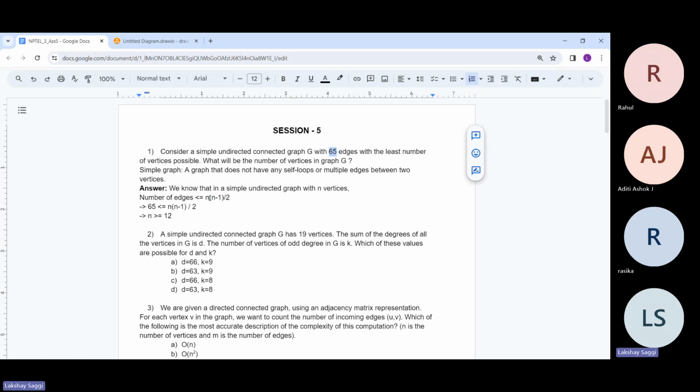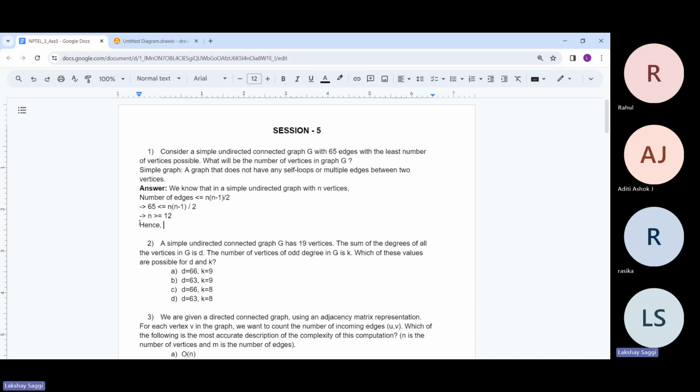So with 12 vertices, we can make 65 edges. But with 11 vertices, this quantity will be equal to 55. So with 55 pairs, we cannot make 65 edges. That's why n greater than or equal to 12 is the correct answer. And since we wanted the least number of vertices, n equal to 12 will be the least number of vertices. Hence, n equal to 12 is the least number of vertices possible.